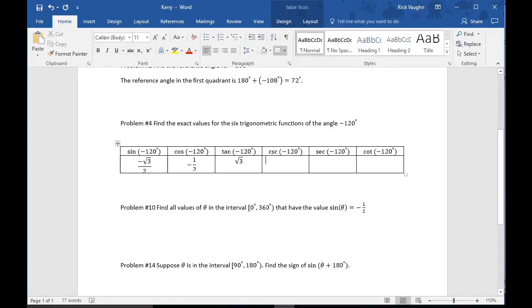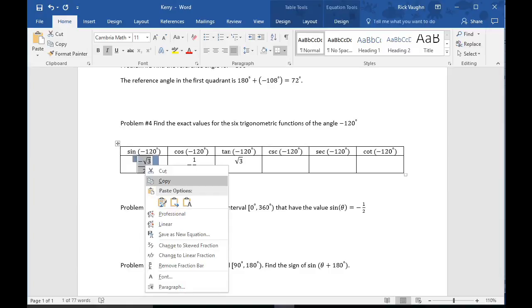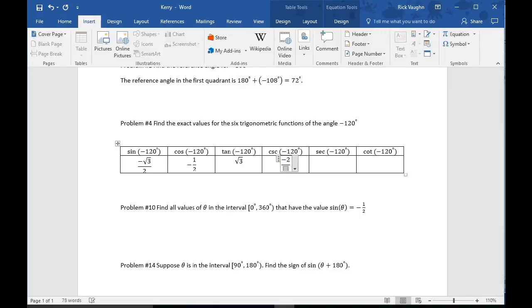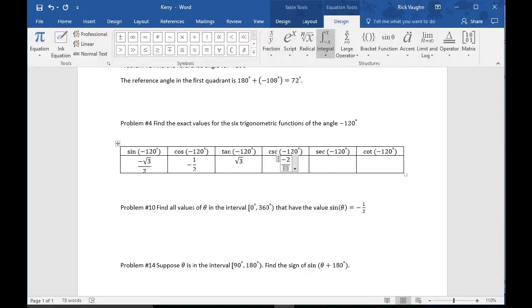Now for these other three, we're just going to take the reciprocals of their original functions because of the reciprocal relationship between these. So for the cosecant, I just want to take negative 2 over the square root of 3. I could try copying this over for efficiency and just switch the roles up here. Instead of root 3 on the top, I'm going to put 2, and then instead of 2 on the bottom, I'll do the square root of 3.